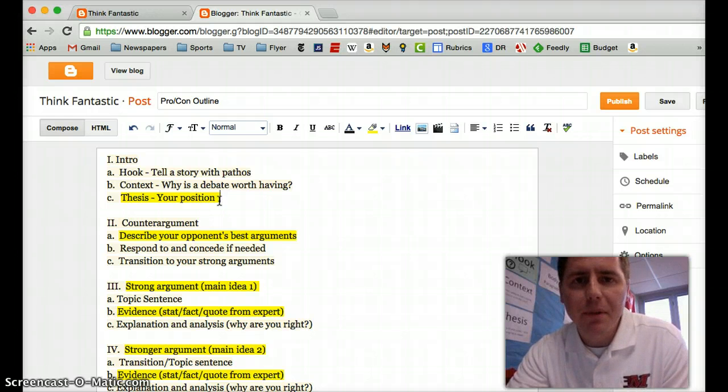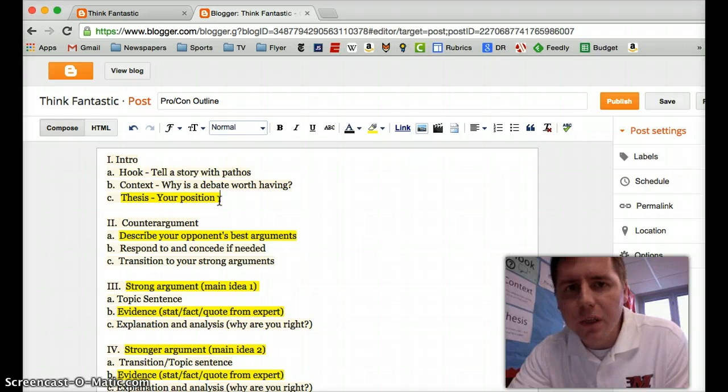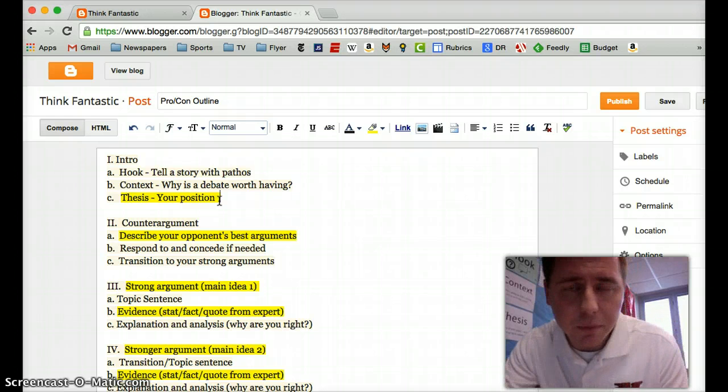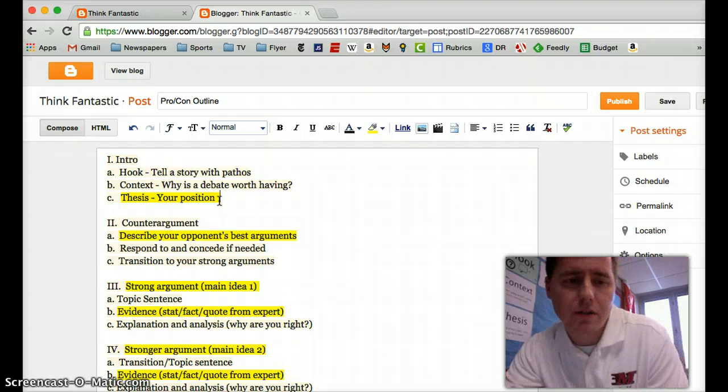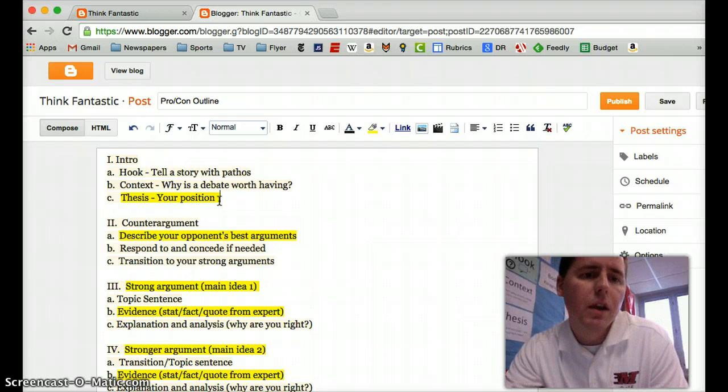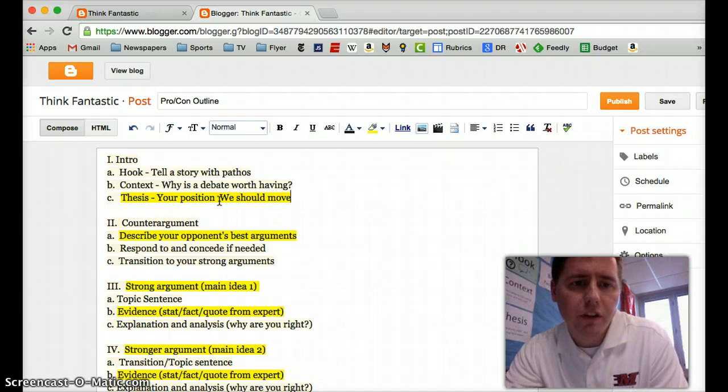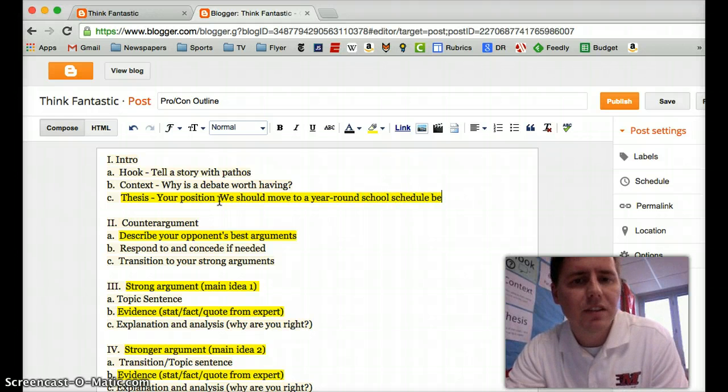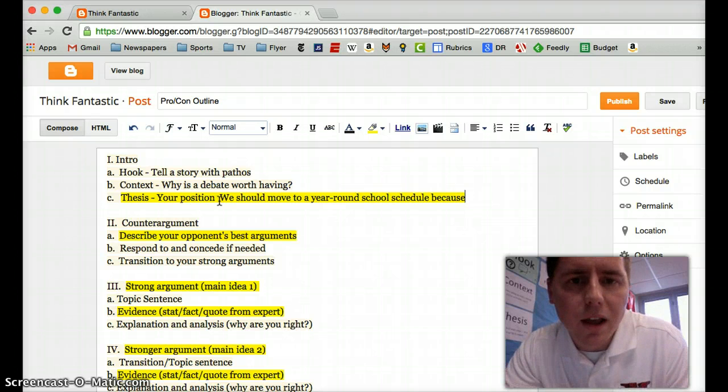For the example that I'm going to use today, I'm going to think about whether we should have year-round school or not. And I'm going to pretend that I'm taking the position that we should have year-round school. So my position would be we should move to a year-round school schedule. And then this is a really key word here that I want you to include in your outline thesis, and that is because. Why should we do that?